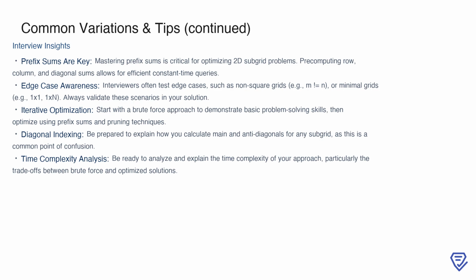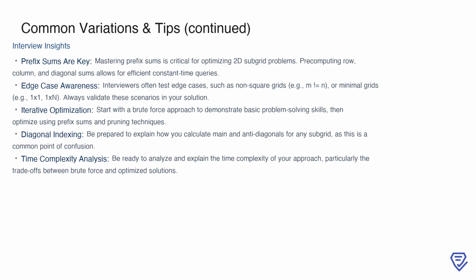In an interview setting, there are a few key insights to keep in mind when solving problems like this. First, mastering prefix sums is critical. They're not just useful for optimizing this problem, they're a fundamental technique for efficiently handling 2D subgrid queries in general. Pre-computing row, column, and diagonal sums allows you to answer some queries in constant time, which is a huge optimization.